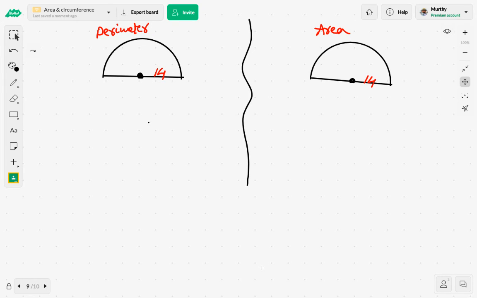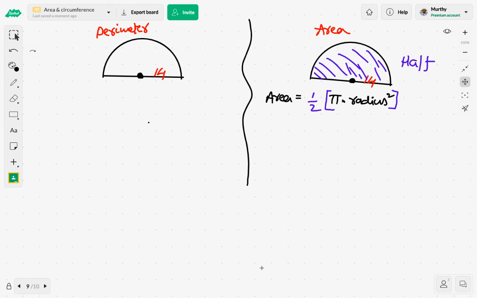What is the difference? When it comes to finding the area, I'm doing the second part. This is pretty easy because the area of a circle is pi times radius square. So you know what a semicircle is? A semicircle is half of a circle, right? So you take half of the area.